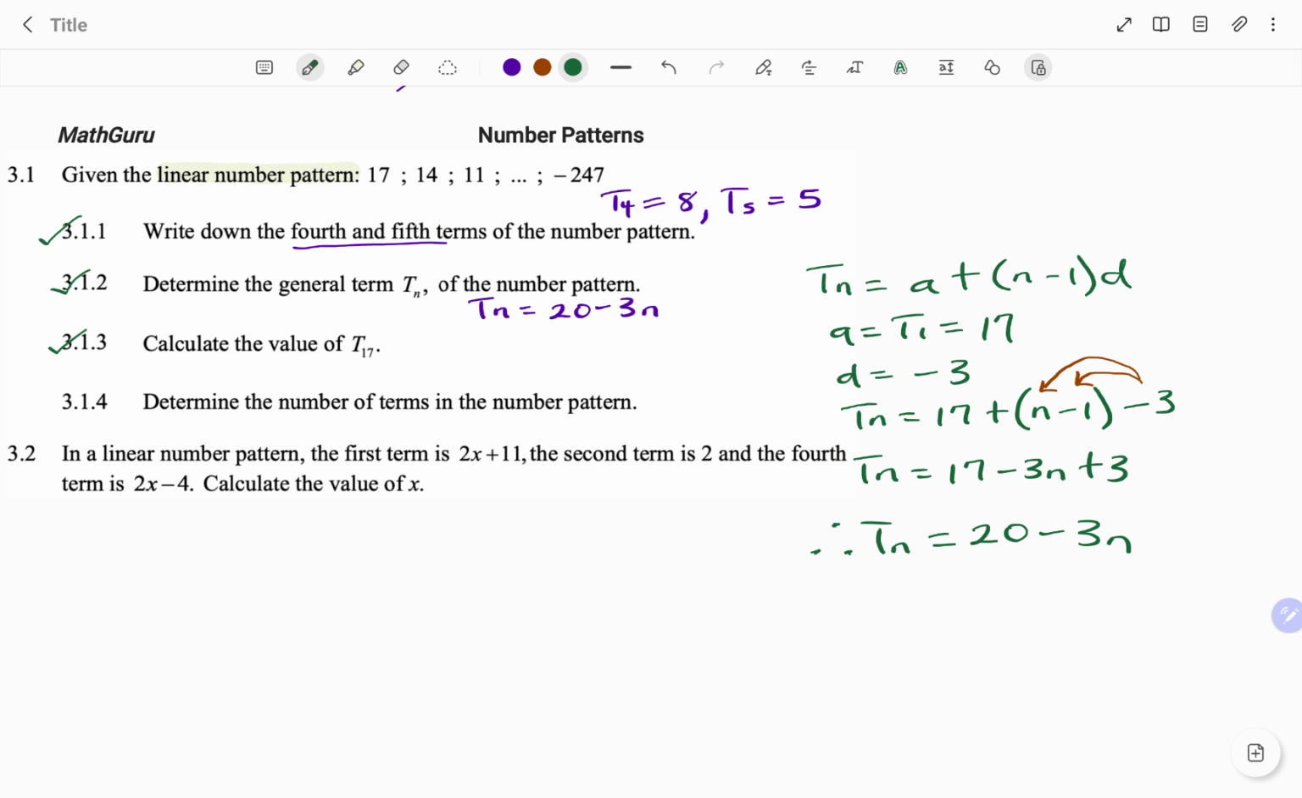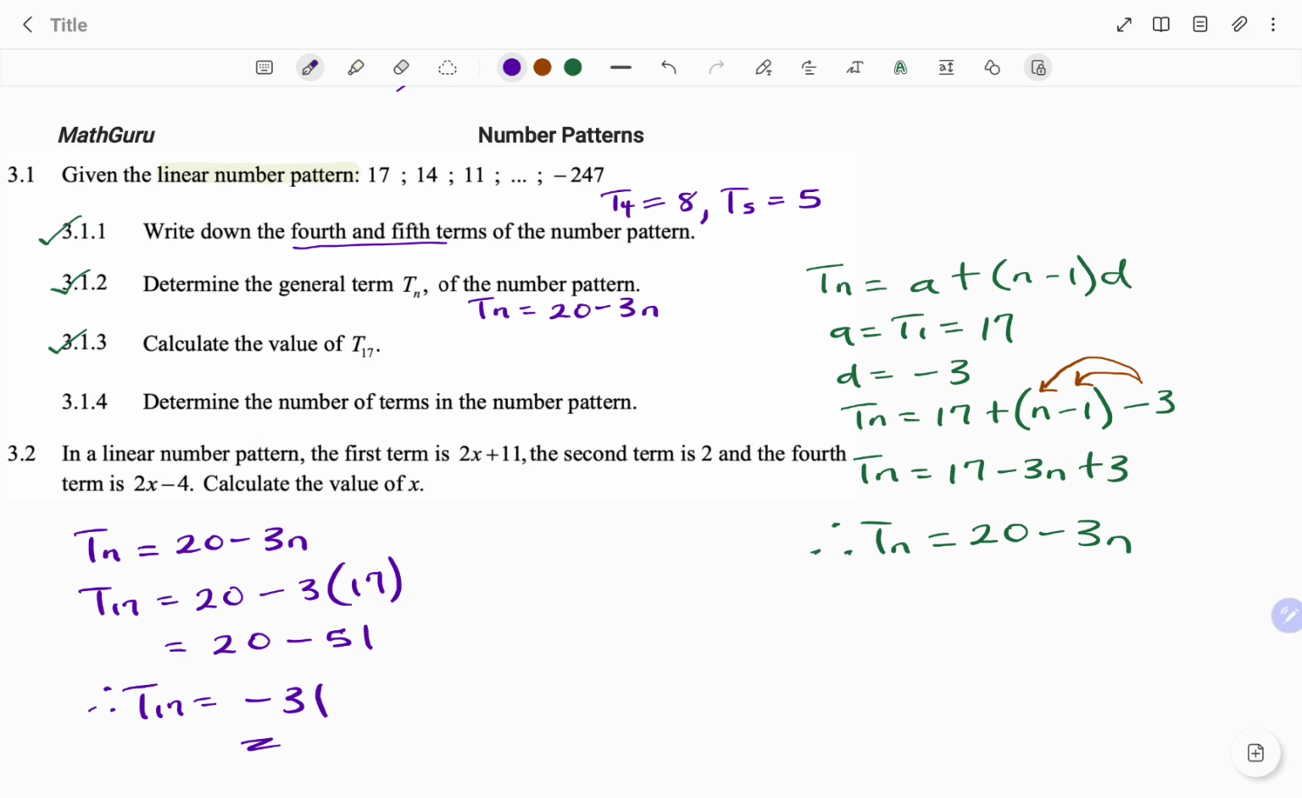Going to the third part of the question, we have to calculate the value of T17. I have my Tn, the general term, to be 20 minus 3n. So to calculate T17, every occurrence of n I replace with 17, so that will be 20 minus 3 times 17. That's equal to 20 minus 3 times 17, that's 51. Therefore, the 17th term will be 20 minus 51, that's minus 31.